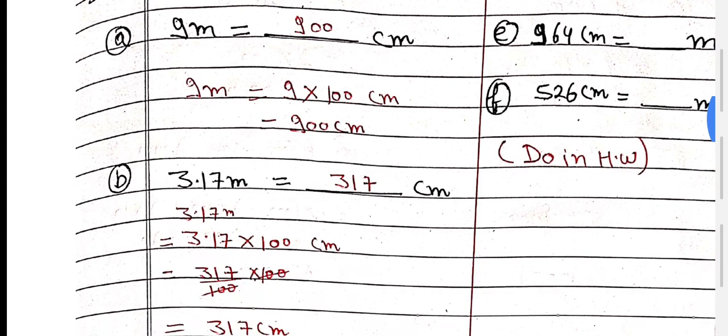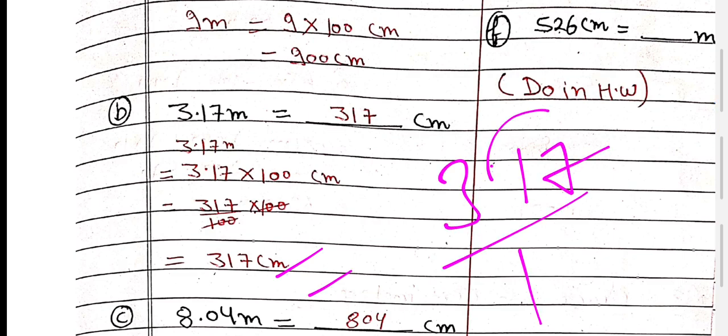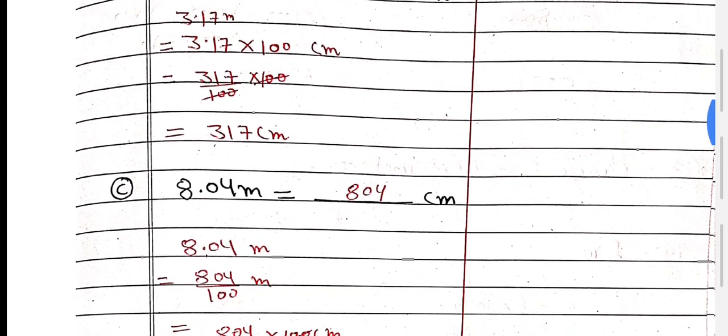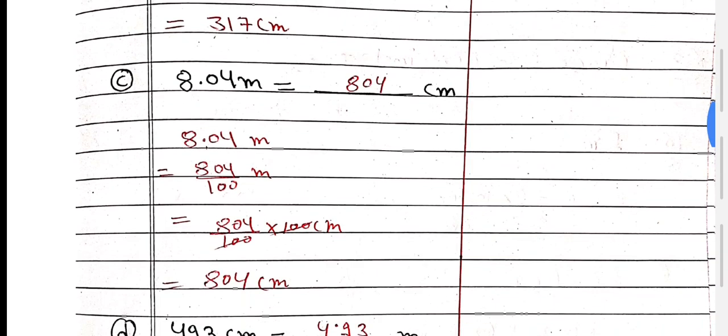B part, 3.17 meter converted into centimeter: you have to multiply by 100. Remove the decimal, and write 100 here. After removing the decimal, cut 100 by 100, what will you get? 317 centimeter. All of you know how to convert. 3.17, remove the decimal, write 317 here. Now two digits are at the back side, so write 100 here. So it becomes 317 upon 100. Now come to C part, 8.04 meter into centimeter. First remove the decimal, it becomes 804 upon 100. Now multiply by 100, cut 100 by 100, and you will get 804 centimeter.